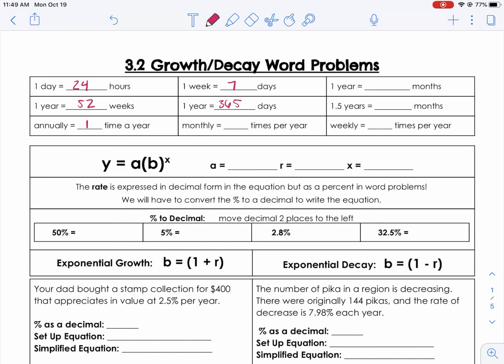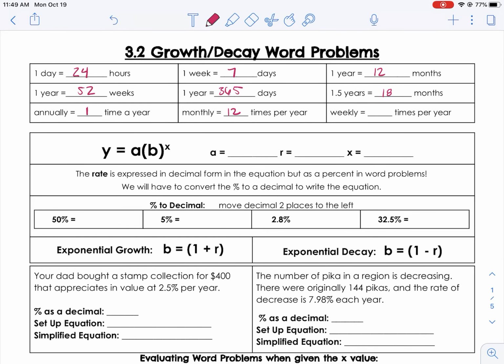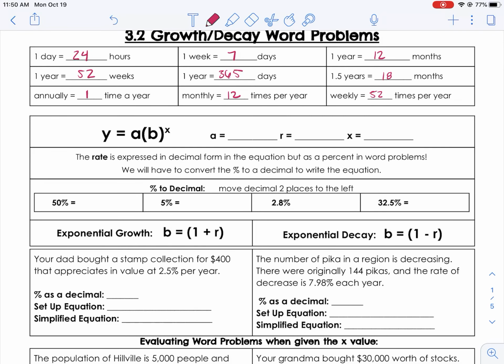A year has 365 days. If something happens monthly, that means it happens once a month, also known as 12 times a year, because there are 12 months in a year. And if it said like 1.5 years, that would be 12 plus half a year, which is 6 months, so 18 months. And then weekly, if it happens weekly, it would be once a week, so 52 times a year. So you'll see those a lot. Make sure you know those conversions.